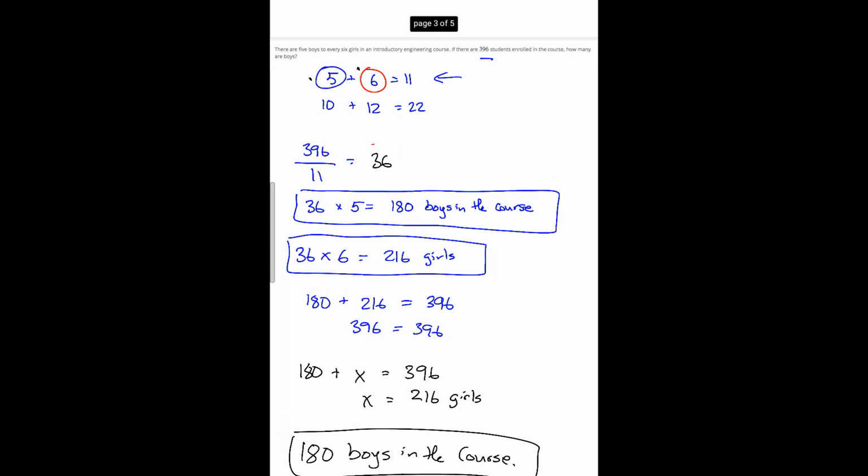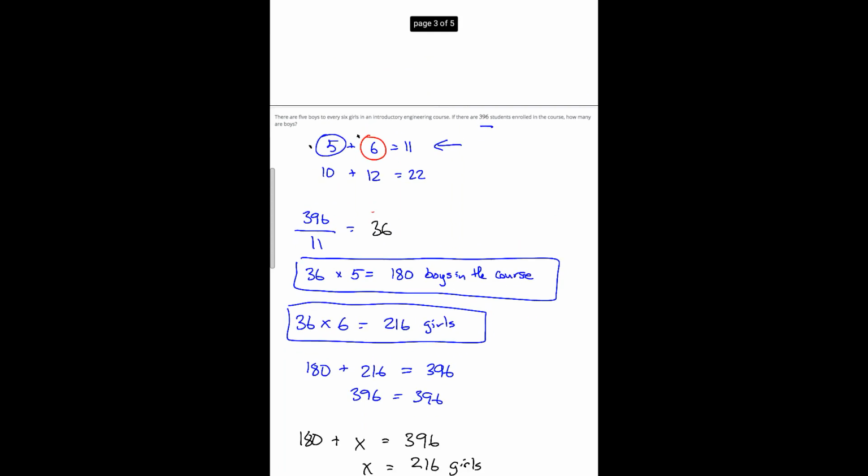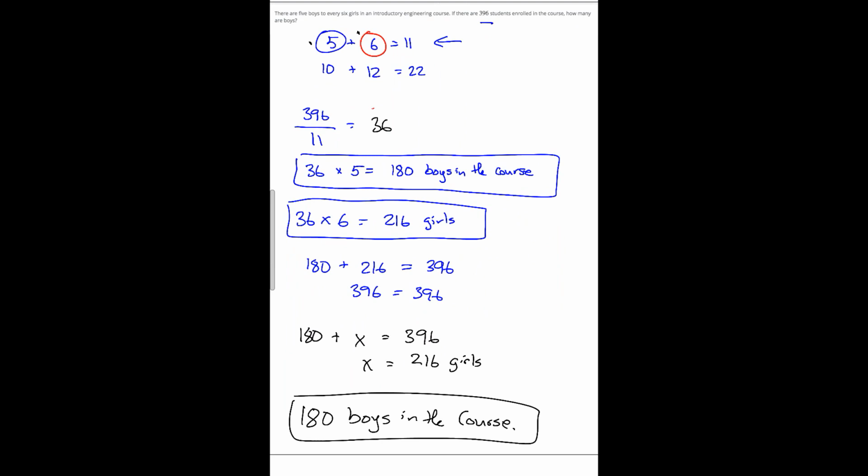Now we take this 36 and multiply it by 5, because we're trying to figure out how many boys there are in the course. So 36 times 5 gets us 180 boys in the course. To double check that your answer is on par, if we take 36 times 6, we can figure out how many girls there are in the course. If you add 180 to 216, you should get a grand total of 396 students in the course, which verifies that your answer makes sense.